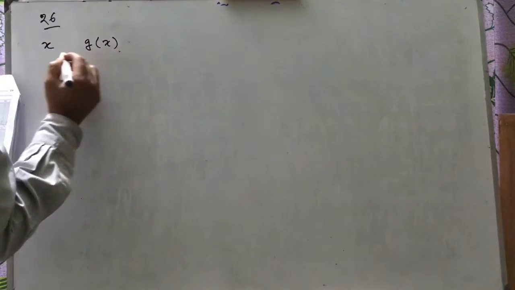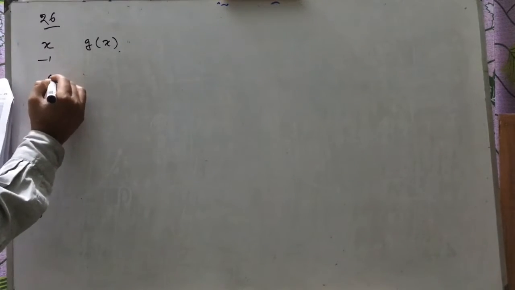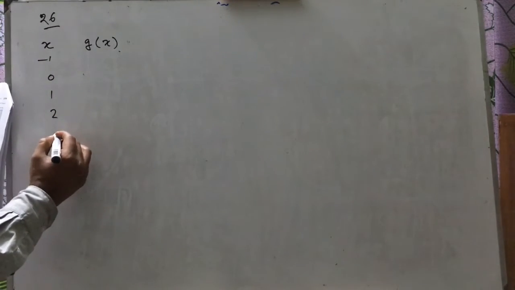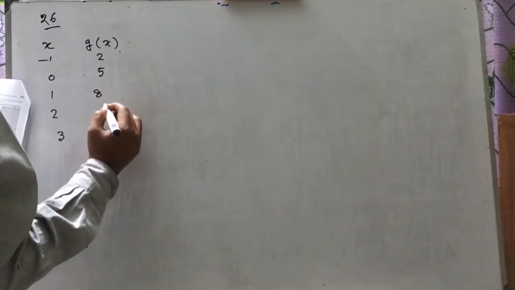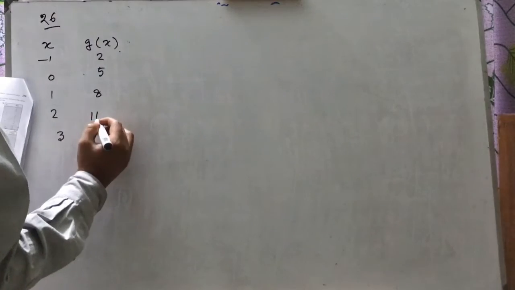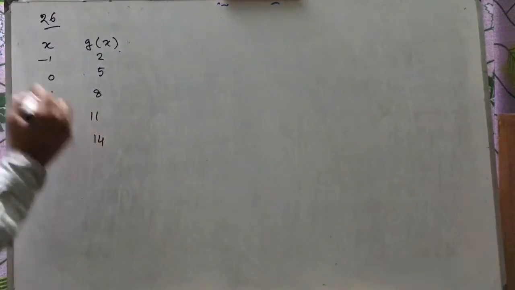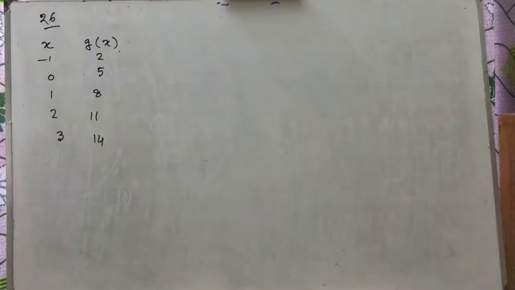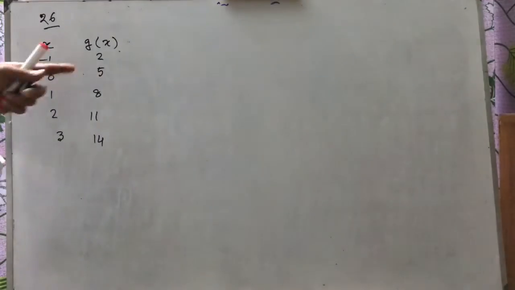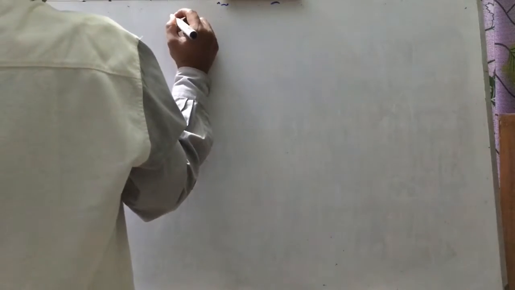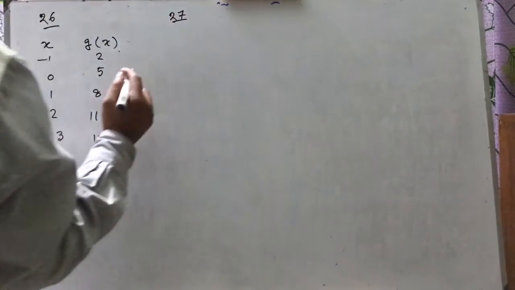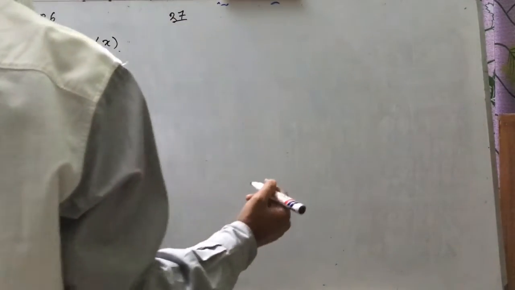G of x: minus 1, 0, 1, 2, 3, then 2, 5, 8, 11, 14 is given. This is number 26. I'm not doing number 25 because it is neither linear nor exponential. You will understand why when I solve 26 and 27, because in those, one portion is linear and one portion is exponential.